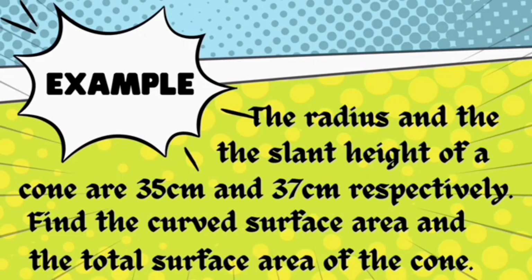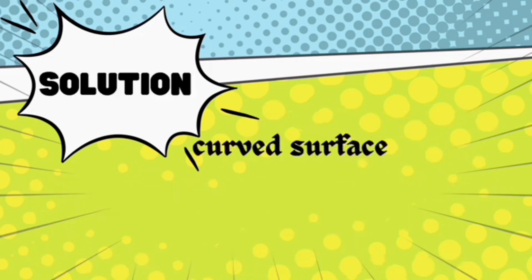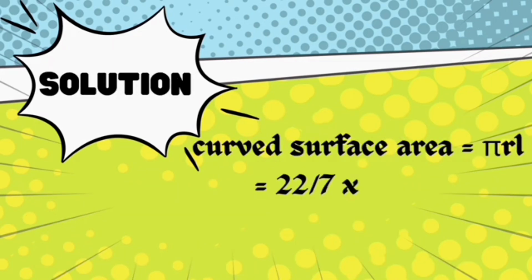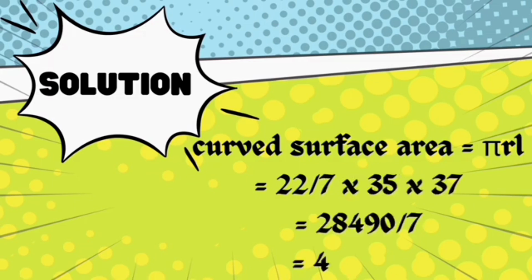Looking at our next example, the radius and the slant height of a cone are 35 cm and 37 cm respectively. Find the curved surface area and the total surface area of the cone. From the solution, the curved surface area of a cone is pi times the base radius times the slant height. This gives 4070 centimeters squared.